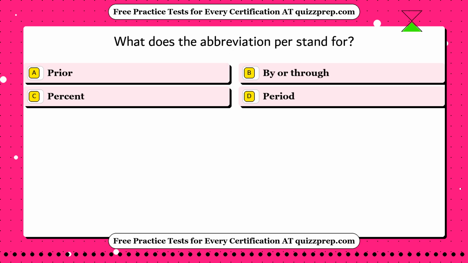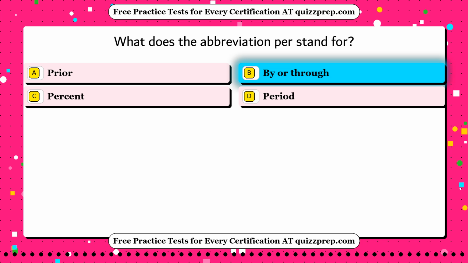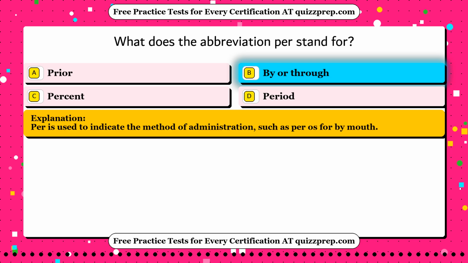Question 89. What does the abbreviation PER stand for? Option A, prior. Option B, by or through. Option C, percent. Option D, period. The correct answer is option B, by or through. Per is used to indicate the method of administration, such as per OS for by mouth.